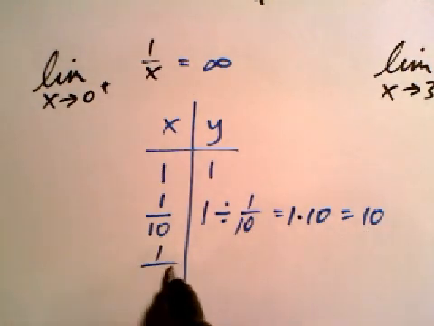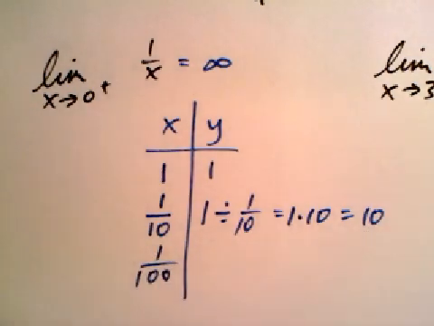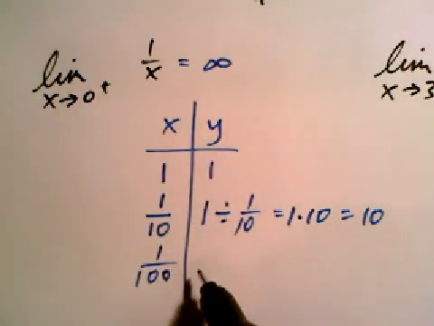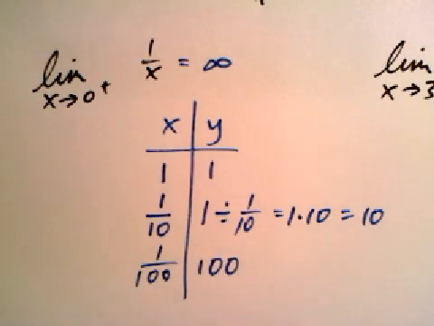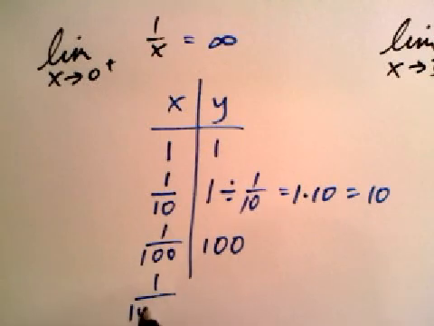Well, then let's get even closer to 0. If x is equal to 1 over 100, then we have 1 divided by 1 over 100, which is really 1 times 100. So the y value is actually 100. And then we can see that the pattern would continue. x is 1 over 1,000, so y is 1,000.